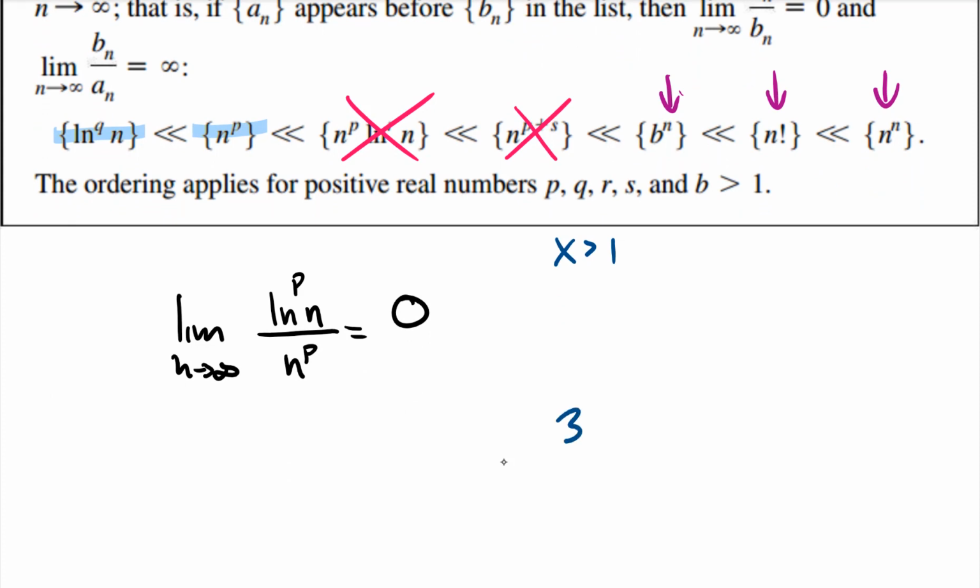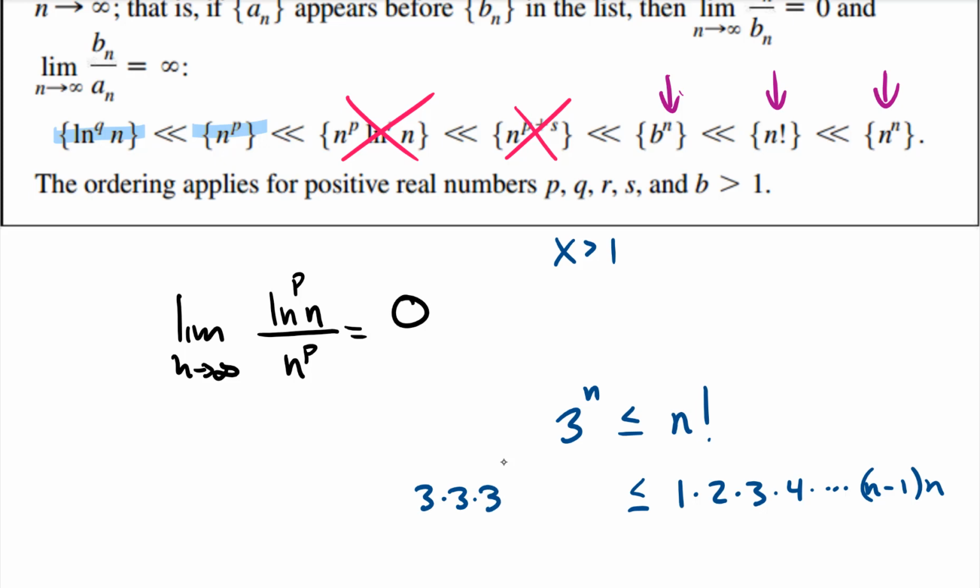So we can say that 3 to the n, the limit as n tends towards infinity, it's going to grow slower. Let me take that limit out. It's going to grow slower than n factorial. And what is n factorial? It's 1 times 2 times 3 times 4 times, to n minus 1 times n. That is n factorial. So we haven't seen it before. And we say that that's going to grow faster than 3 times 3 times 3 times 3 times dot, dot, dot, 3 to the n.